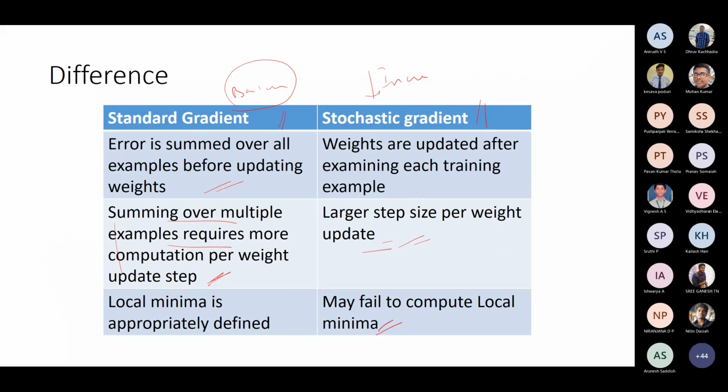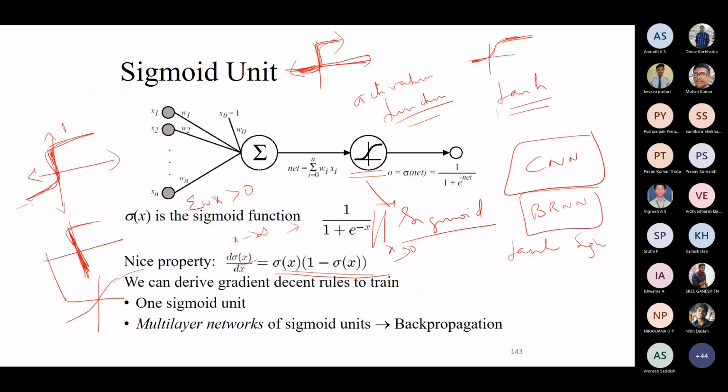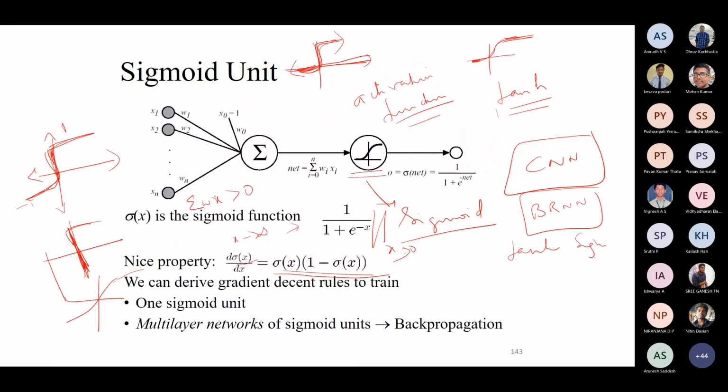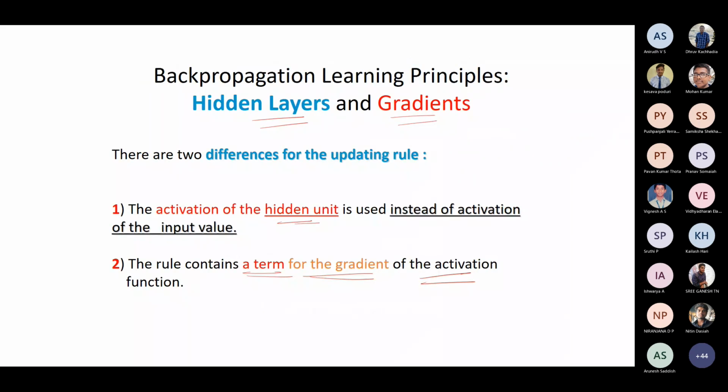So you have the difference between standard gradient and stochastic gradient, whatever we just said. This is the sigmoidal unit. This is part of the Mitchell textbook. I'm not talking about this.